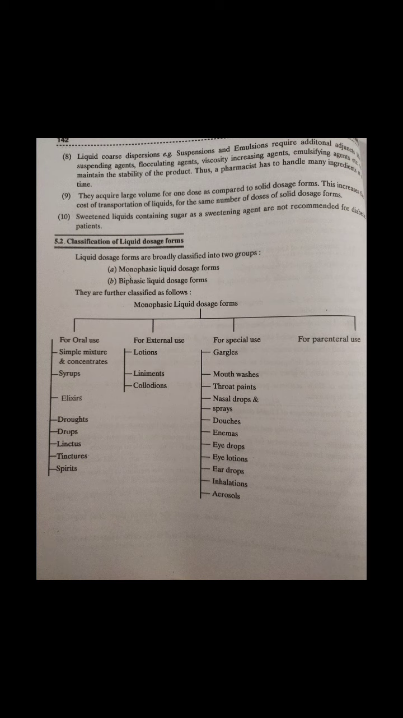So what are the throat paints? The throat paints are viscous liquid preparations which are used for infections of the mouth and throat. So, students, do you know what is the most commonly employed vehicle used in a throat paint? Do you have any idea? It is glycerin.